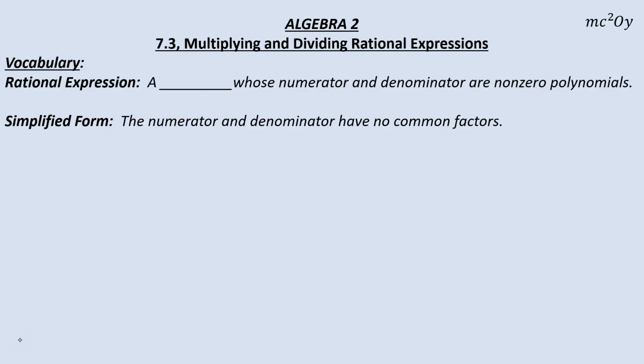Multiplying and dividing rational expressions. First, defining a rational expression. A rational expression is a fraction whose numerator and denominator are non-zero polynomials. And in simplified form, it just means the numerator and denominator have no common factors.